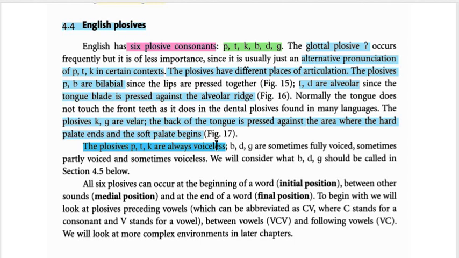The plosives P, T, K are always voiceless. So now we are talking about voicing. B, D, G are sometimes fully voiced, sometimes partly voiced, and sometimes voiceless. So we will consider B, D, G in section 4.5 below, because even the voiced sounds are not always voiced, so this will require a different amount of detailed description.